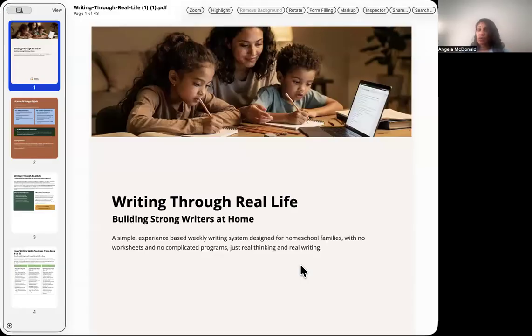Whatever skill we're working on in reading, that's the skill that my writing is focused on. I get the question, well, how do you know? How do you come up with the writing prompt? How do you teach the writing if you do not have a curriculum? So I created this document that aligns with my reading to show you how to create a writing prompt.